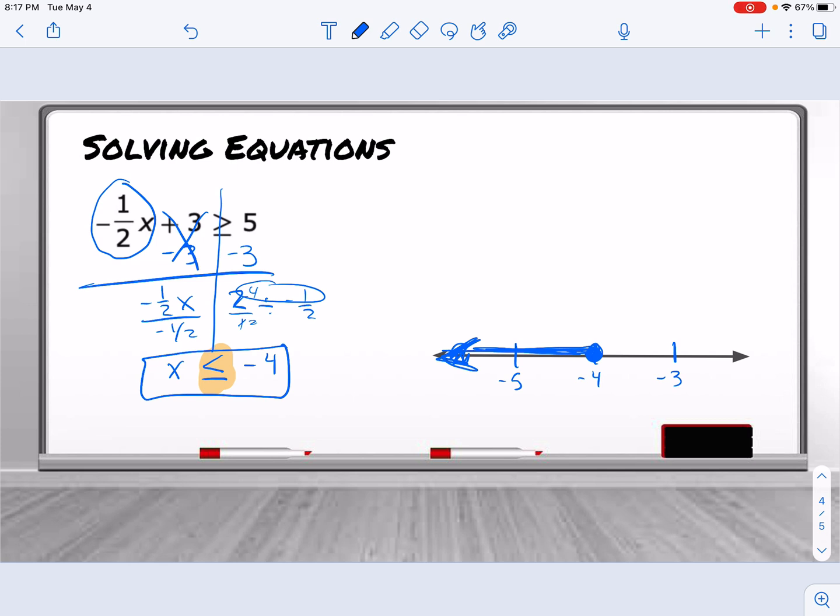So negative 5: if I do negative half times negative 5, add 3, it should be greater than or equal to 5. Negative half times negative 5 is positive 2.5, plus 3 is 5.5, which is bigger than 5. So we know our arrow is in the right direction.